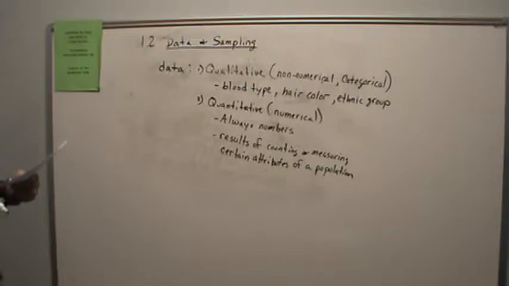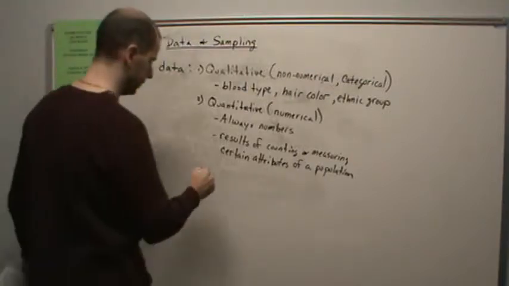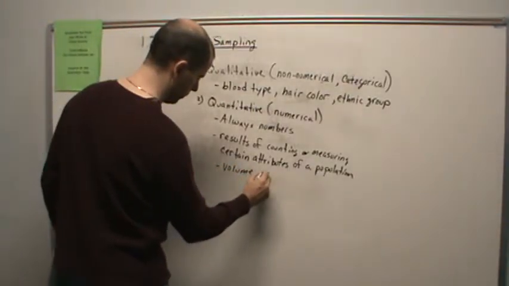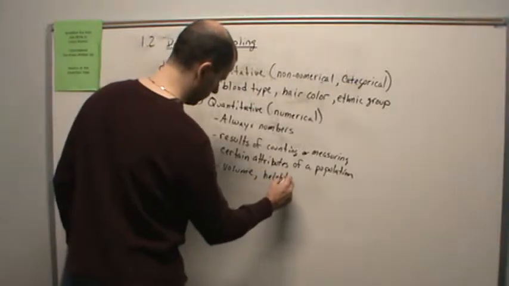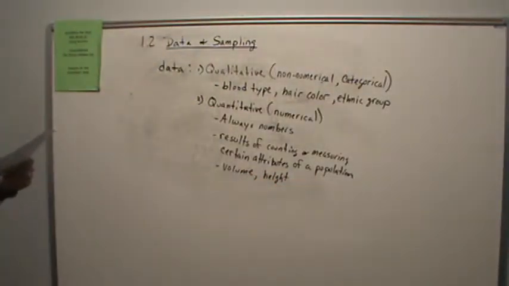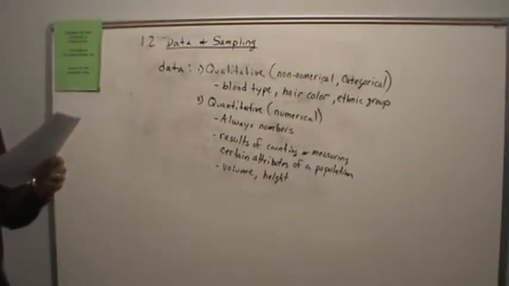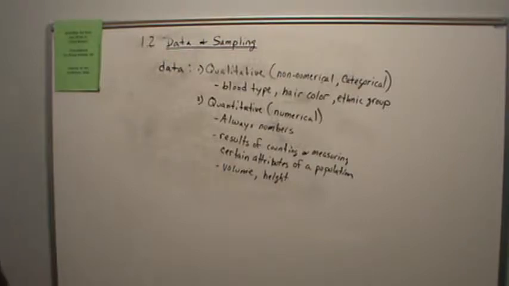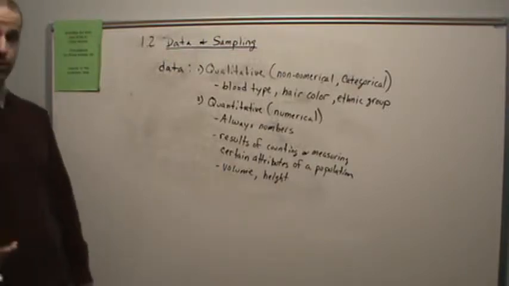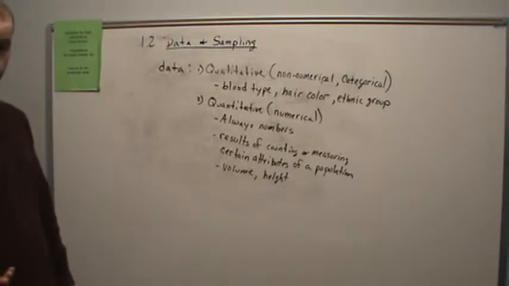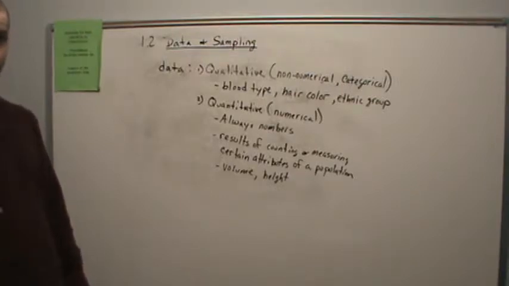Examples of this would be temperature, volume, and height. We talked about this before. An example I would use would be area. If I wanted to look at the area of lawns in square feet, that's my variable, the square footage, and that would be an example of a quantitative variable. It would also be a continuous variable because I'm talking about area.